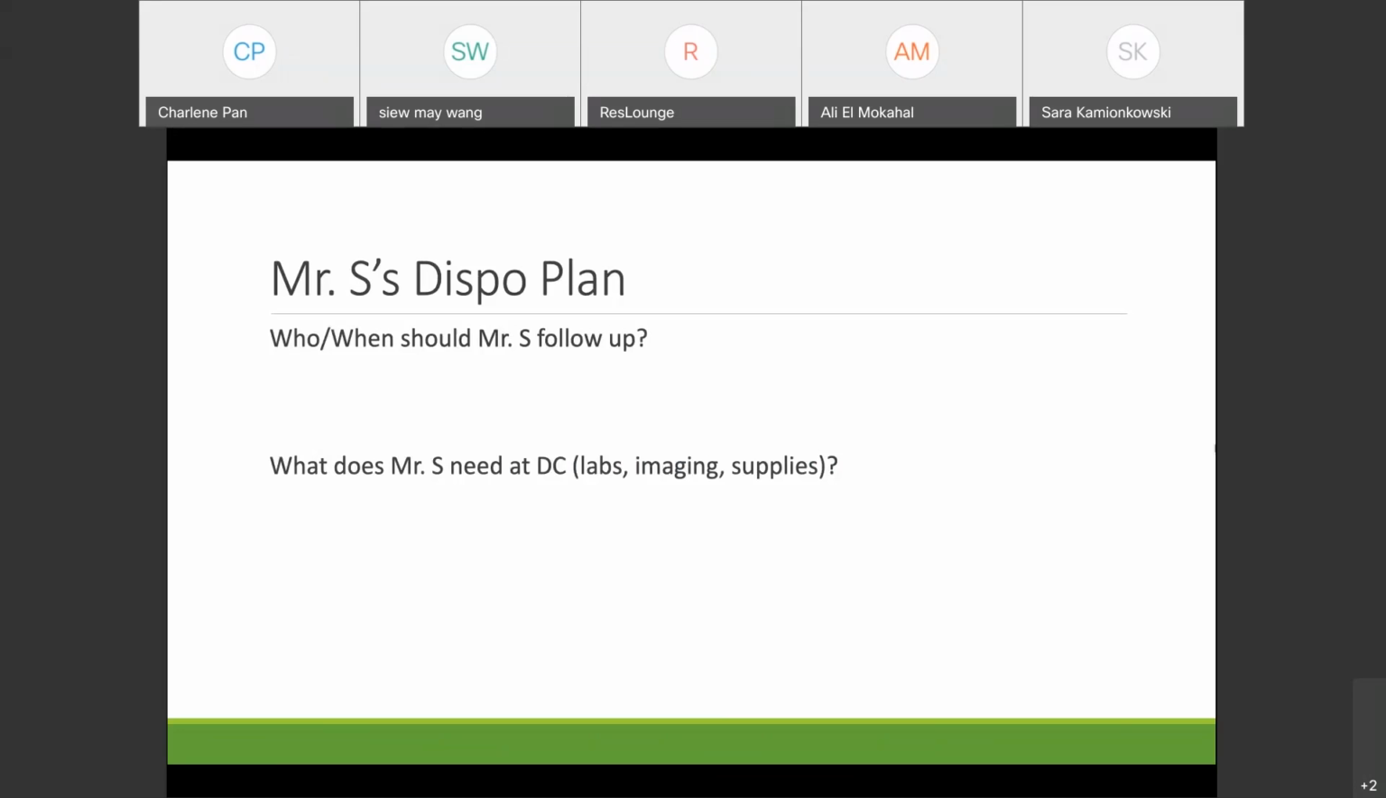All right, guys. Who should he follow up with as an outpatient? This top corner over here. What do you want him to see?